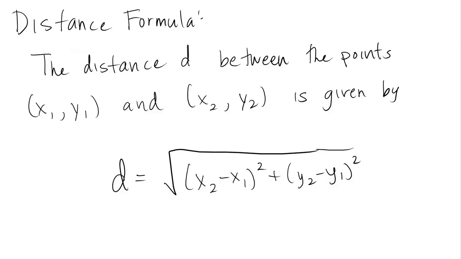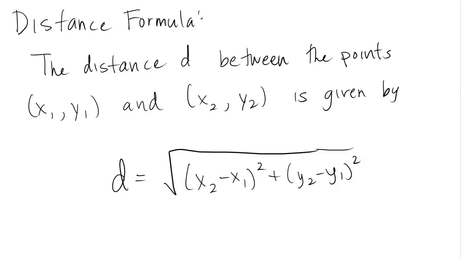The distance formula tells us that the distance d between the 2 points (x sub 1, y sub 1) and (x sub 2, y sub 2) is given by the formula d equals the square root of the sum of the squares of the differences in the x-coordinates and the differences in the y-coordinates. So you find the difference in the x-coordinates, you square that. You find the difference in the y-coordinates, you square that. You add the two together and you take the square root, and that will tell you how far apart those 2 points are.